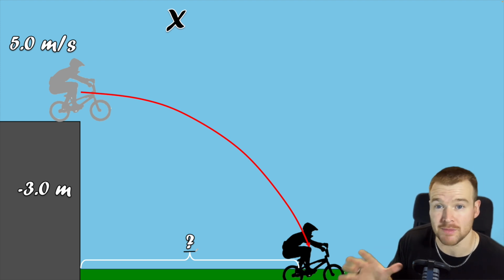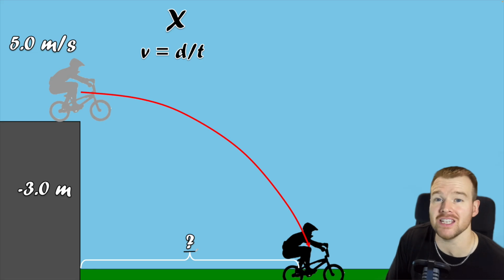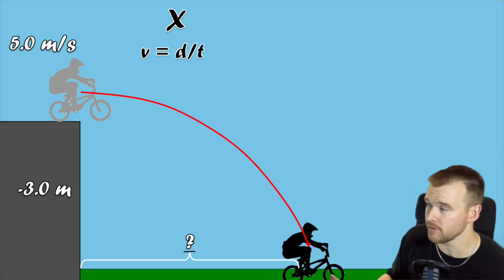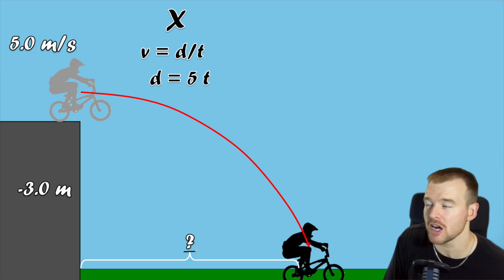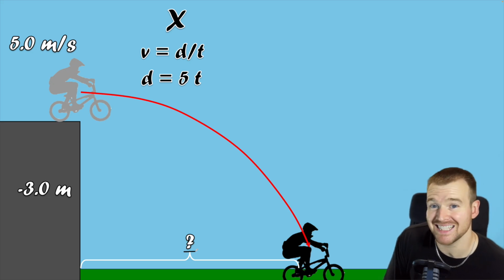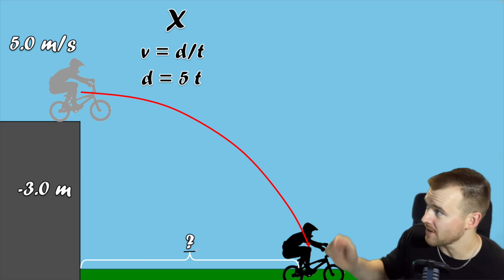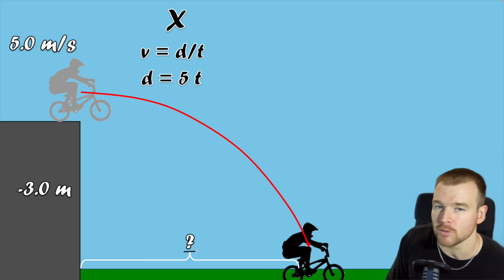We said that's always going to be uniform motion. The formula is V equals D over T. Perfect, I'm solving for the distance. Only got a couple variables. I'm going to rearrange and do my distance, or I should say displacement, is 5 times the time, because it's 5 meters per second, but I don't have the time.